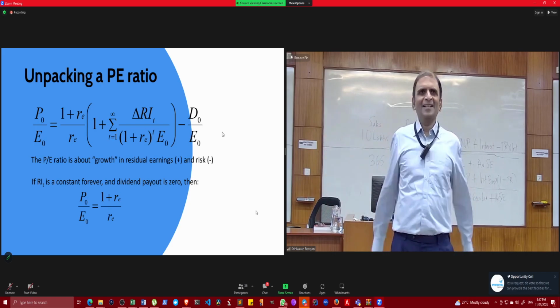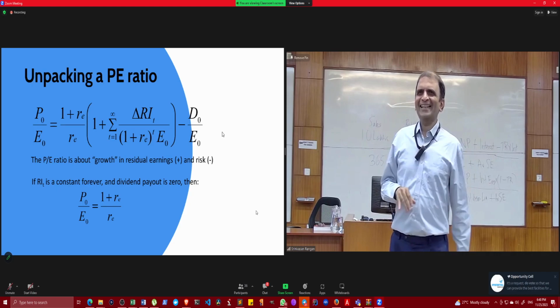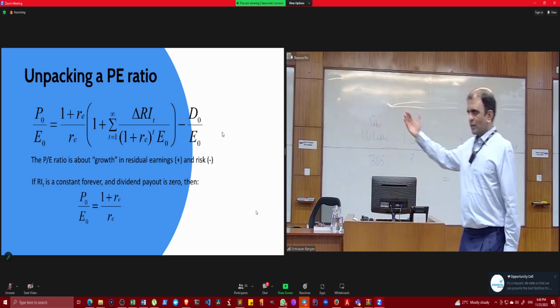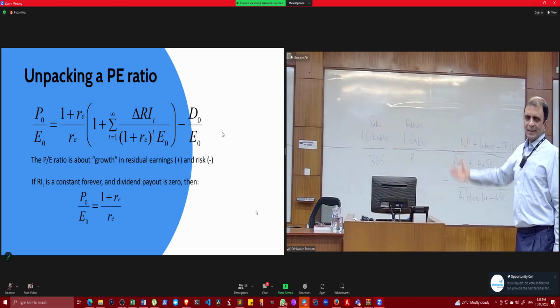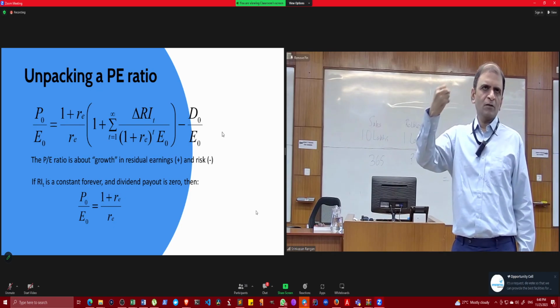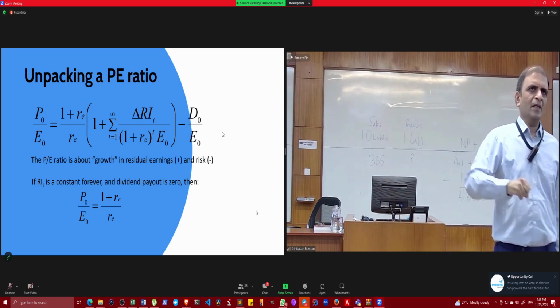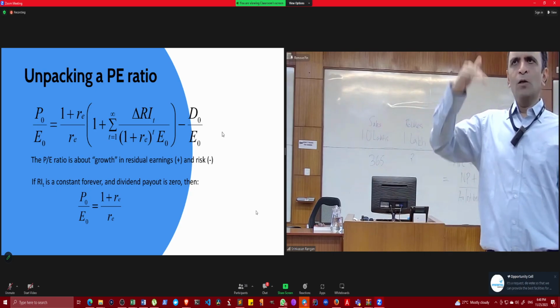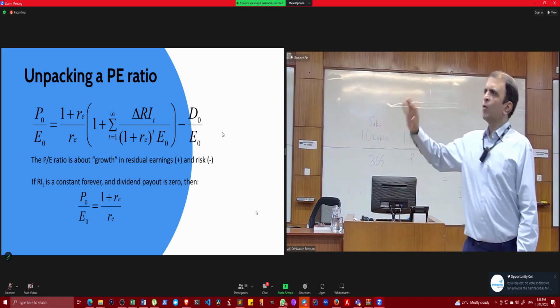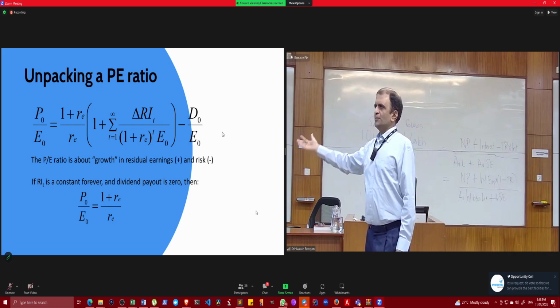This is a theory. In practice, things don't work like this because the markets are crazy. Back to the formula, what it is saying is that the P/E ratio depends on two things. First, how fast you're going to grow in terms of profitability, that's the change in RI. And second, how risky you are. The riskier you are, the lower the P/E ratio. The more you're expected to grow, the higher the P/E ratio.